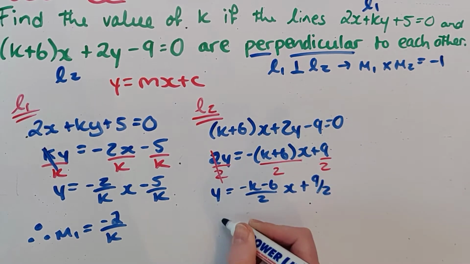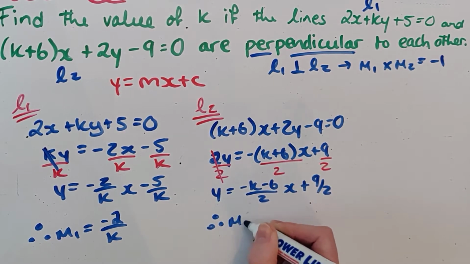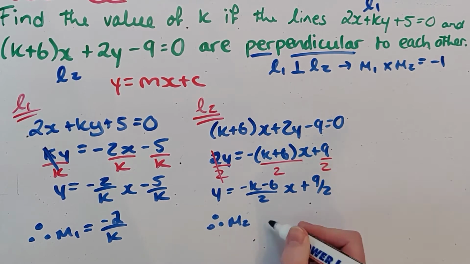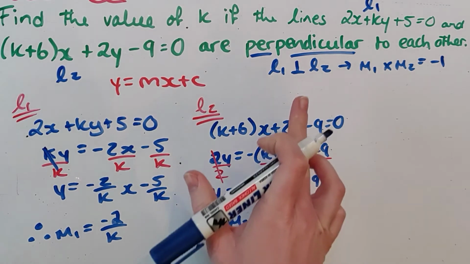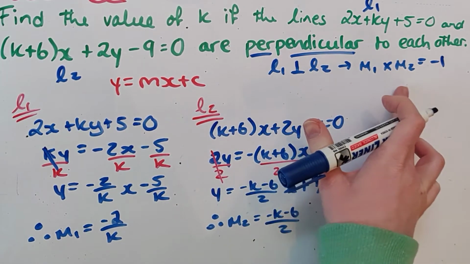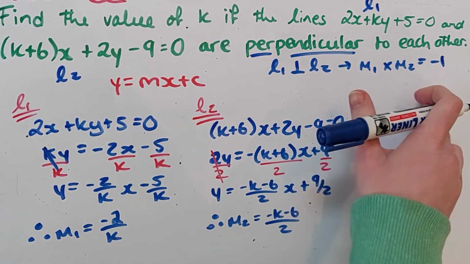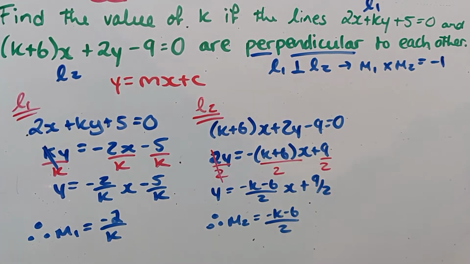over 2. Which means therefore my second slope is the value that's in front of the x, which is minus k minus 6 over 2. Now I know again that my first slope times my second slope is equal to minus 1 because they're perpendicular.